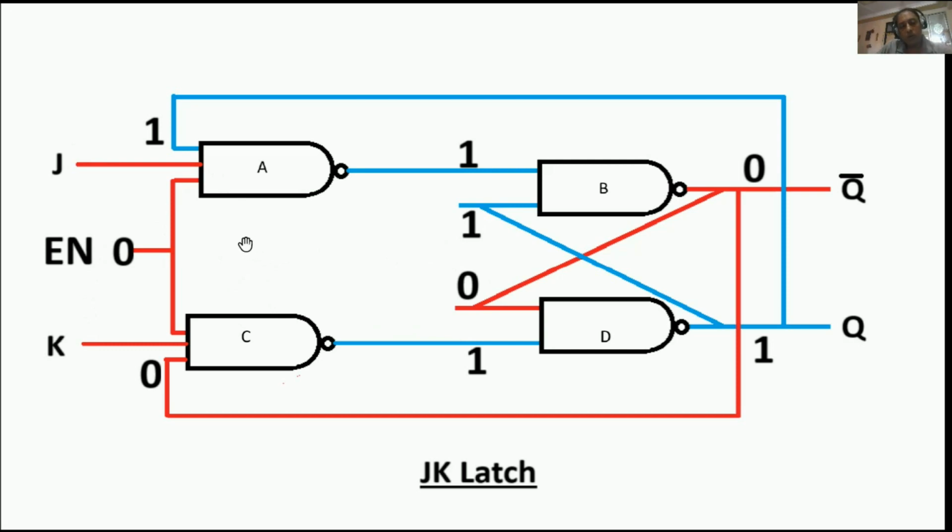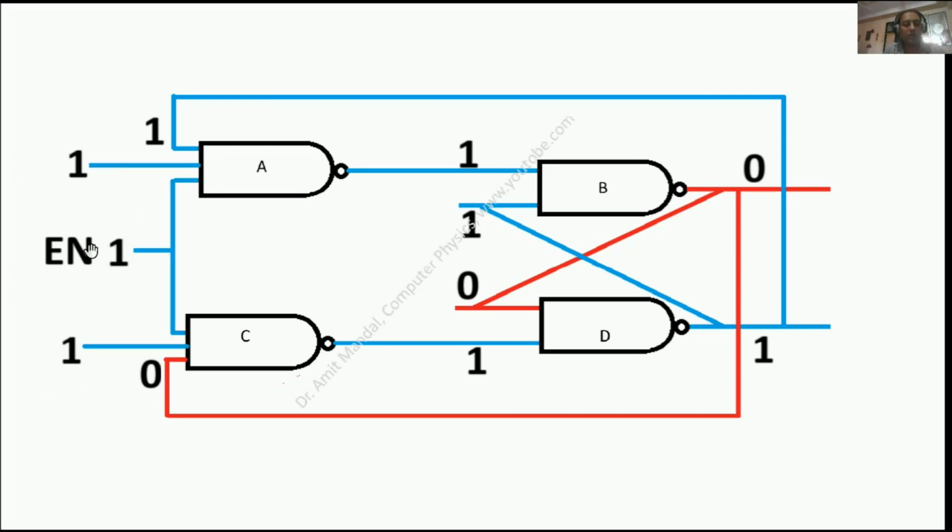I will talk about what is racing condition. Racing condition occurs in case enable, J and K, all these three inputs are 1. Now how? Let's learn by the help of animation. Over here we see that enable and J and K both are 1. So for this NAND gate A, all the inputs are 1. So in case all the inputs are 1, then output must be 0. So you can see it has converted into 0.